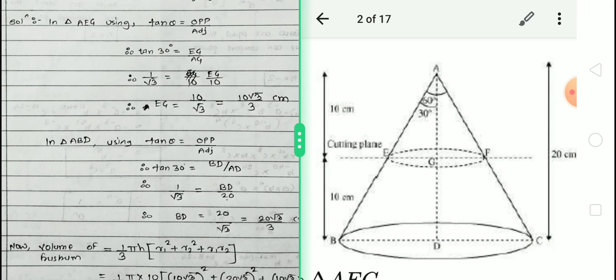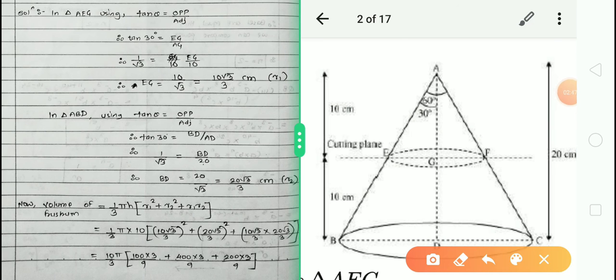Now to find BD, consider triangle ABD. Again using tan theta opposite upon adjacent, theta is 30 degree. So tan 30 is equal to BD upon AD. BD is opposite side and AD is adjacent side to 30 degree. Tan 30 is 1 upon root 3. So we'll get 1 upon root 3 is equal to BD upon 20. Using cross multiplication BD is equal to 20 upon root 3. And using rationalization we will write BD is equal to 20 root 3 upon 3 centimeter. This is R2.